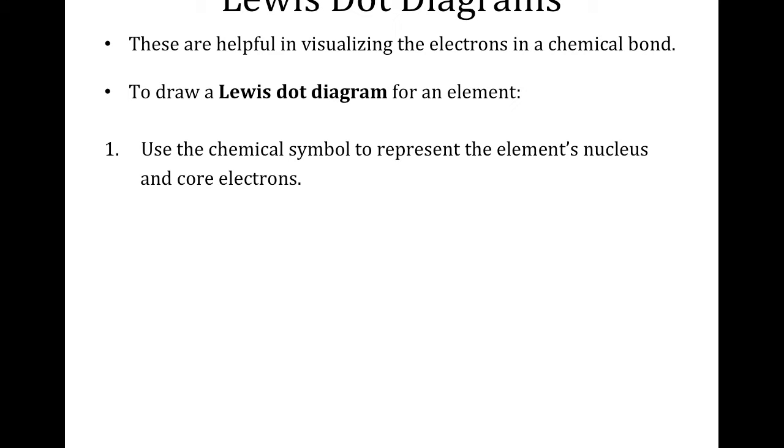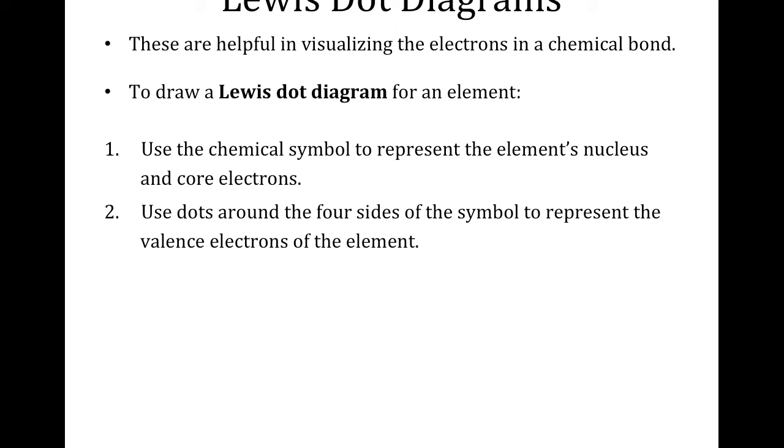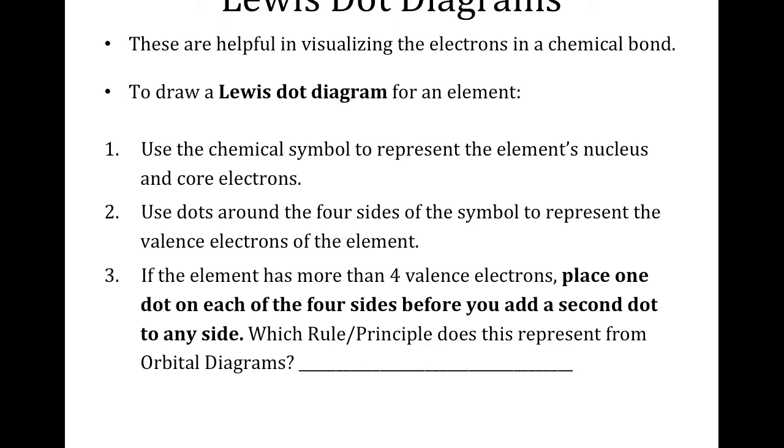Use the chemical symbol to represent the element's nucleus and core electrons. So we are going to draw the chemical symbol, like H for hydrogen or Be for beryllium, and it represents the nucleus of that atom and any non-valence electrons or core electrons. Then we're going to use dots around the 4 sides of that symbol to represent the valence electrons for the element. If the element has more than 4 valence electrons, we place 1 dot on each of the 4 sides before we add a second dot on any side, and any one side can't have more than 2.